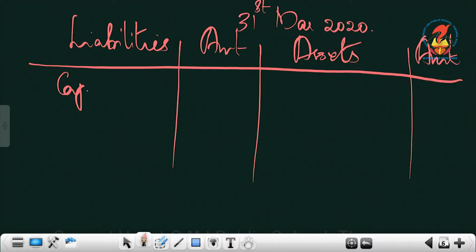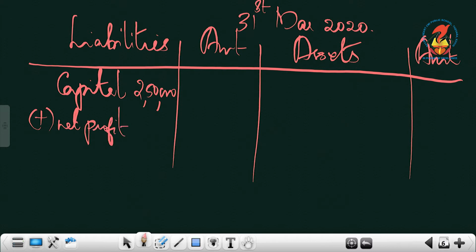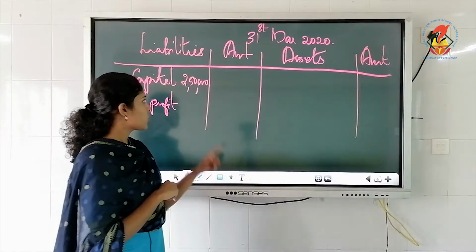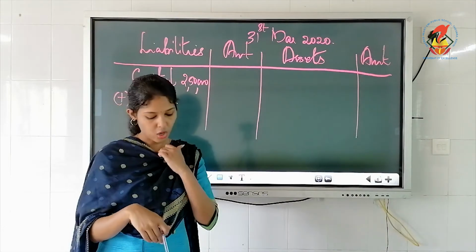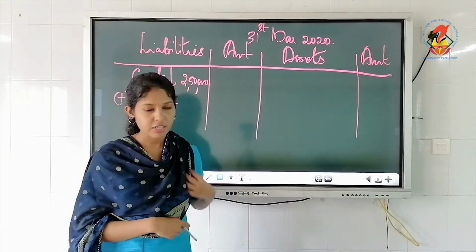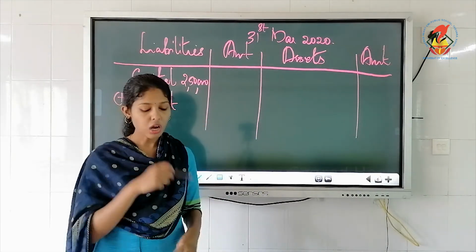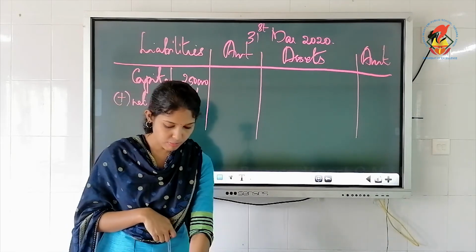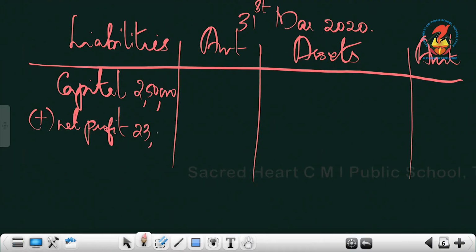So we will start with non-current liabilities and non-current assets. So capital, credit balance, it's given now, 2,50,000. Then add net profit. Always write the capital figure in the inner column. Net profit figure, from where will you take? It's from your P&L, profit and loss. The balancing figure, did you see, 23,000?